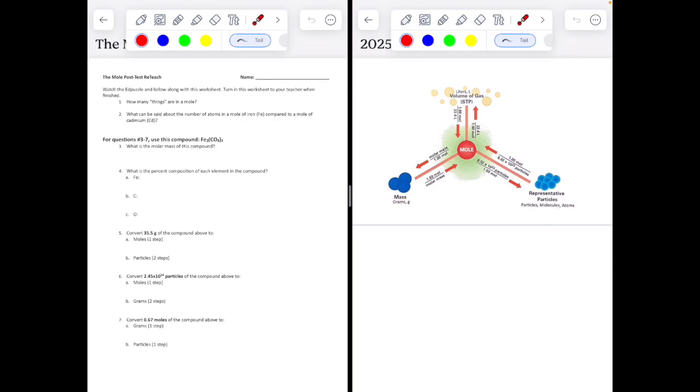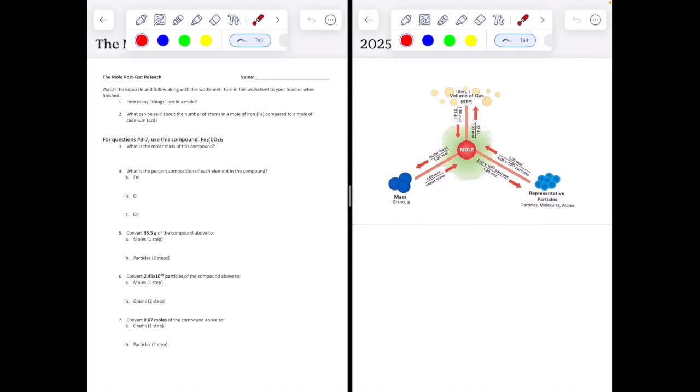We're going to try to relearn and sharpen our skills on the mole. So what I'm writing on my worksheet, you need to write the exact same thing on your worksheet and follow along so that you can do better moving forward. Because the mole is going to come back big in semester 2. We're also going to see it again on the midterm.